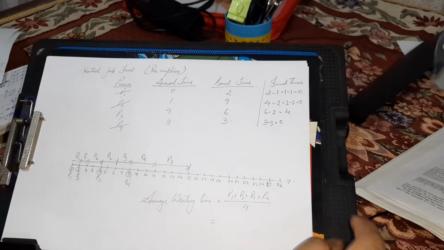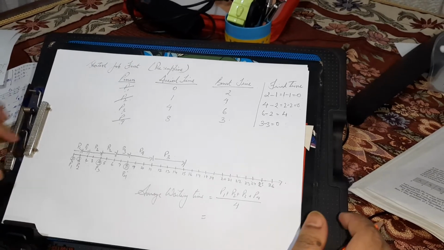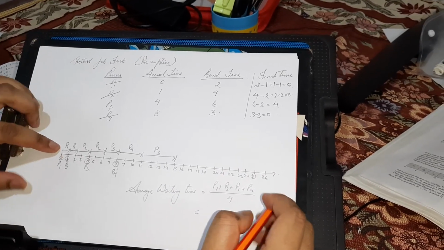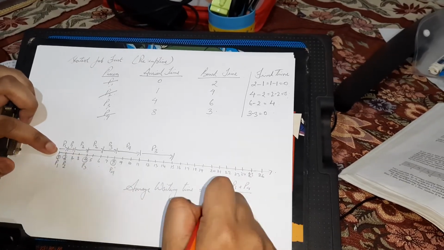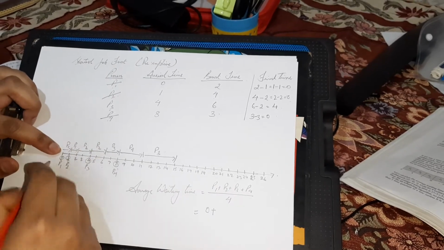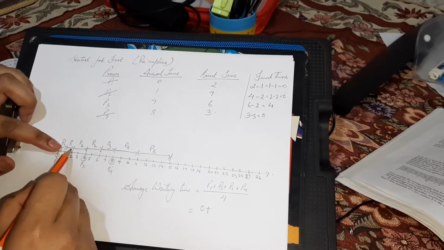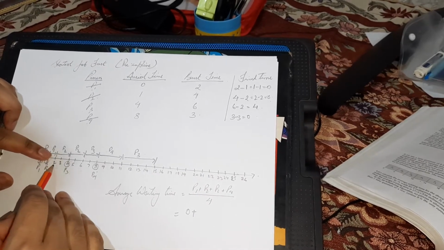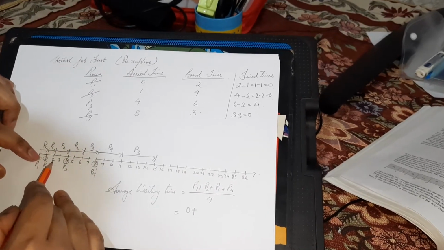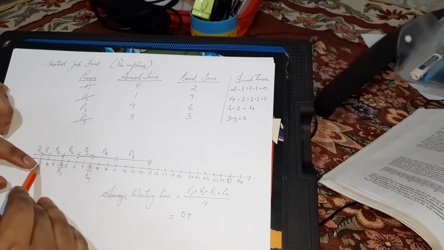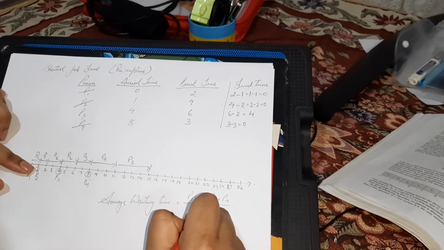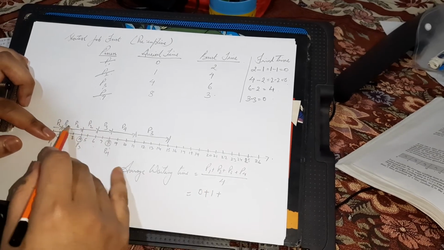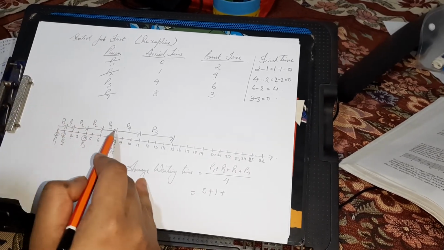Alright, so if we have to calculate the average waiting time, let's calculate. For P1, the waiting time is 0 milliseconds. It did not have to wait, right? It got the CPU and continued until the end. P2 arrived at 1 millisecond and got the CPU at 2 milliseconds, so it has to wait for 1 millisecond.